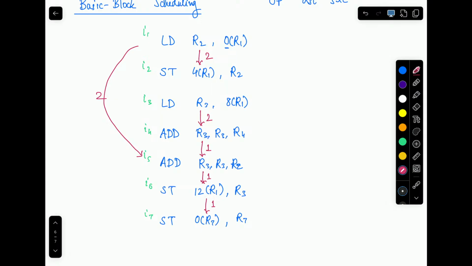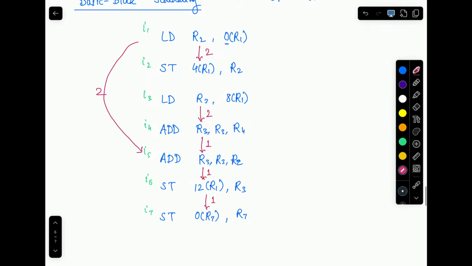Now, are there any more such assumptions or dependencies that we need to create here? I3 to I5, no. So again, this R3 is obtained from I4, not from I3, right? So there is no direct data dependence here, but I would claim that there could be indirect data dependencies here. So my claim is I need to add more edges to this graph. Can you guess why?